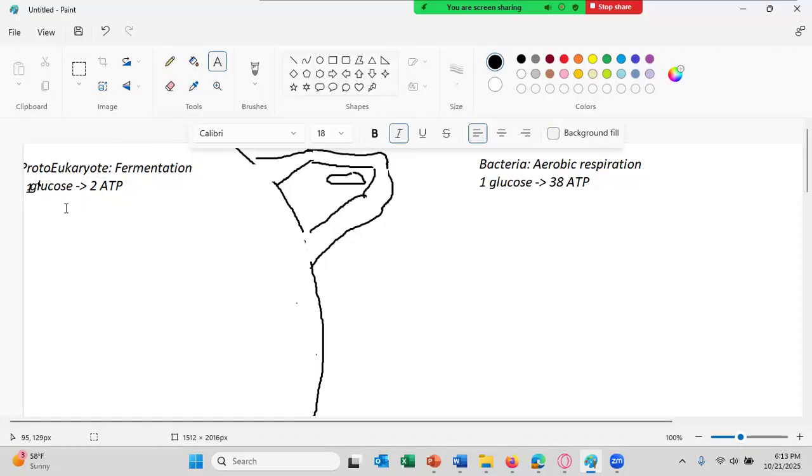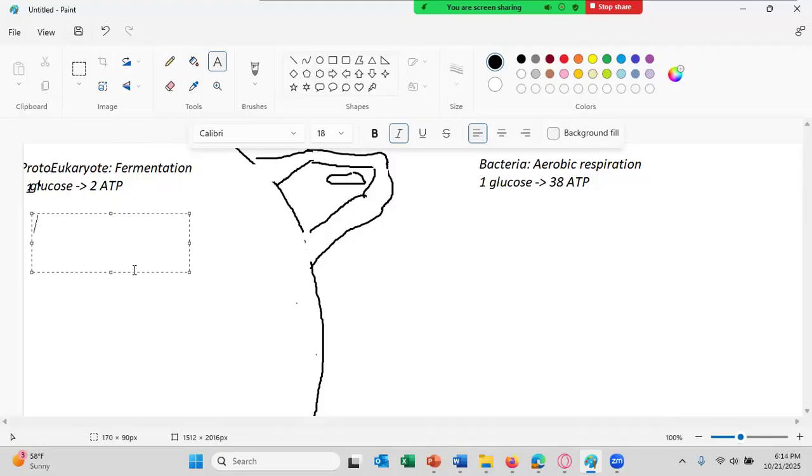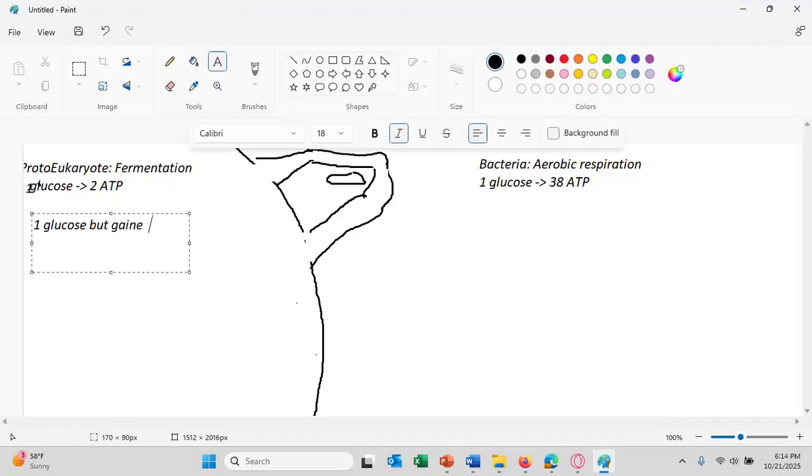Kind of read it. 1 glucose, 2 ATP. The point is that the bacteria gave it a lot more than 2 ATP. The proto-eukaryote was confused. It lost 1 glucose, but gained a whole bunch of ATP.